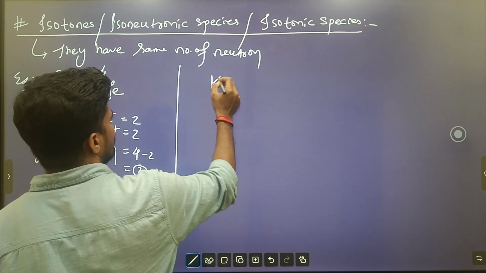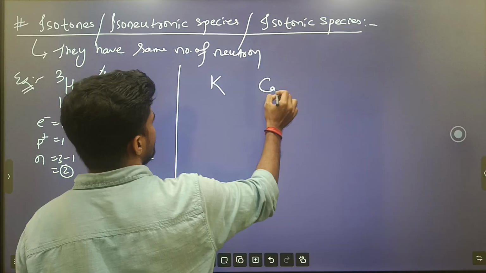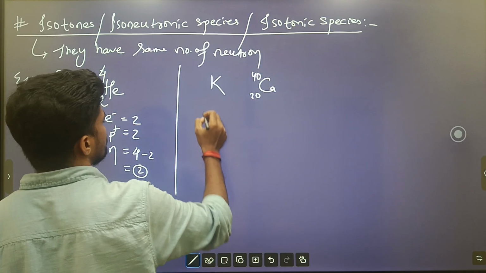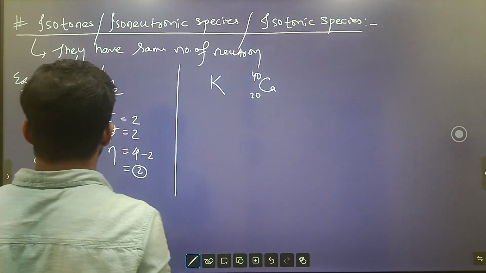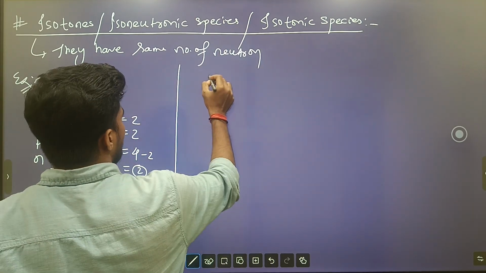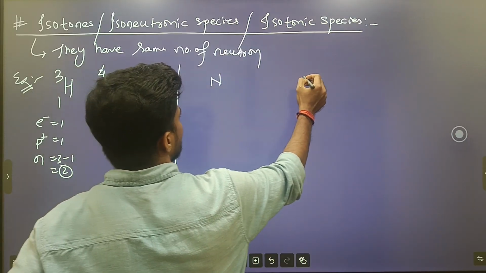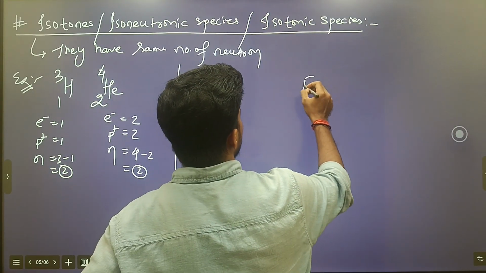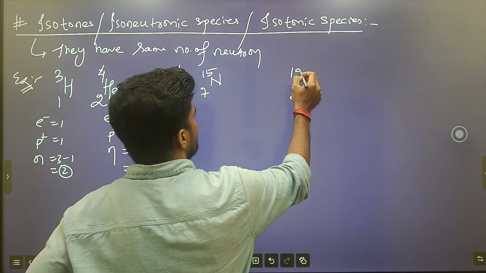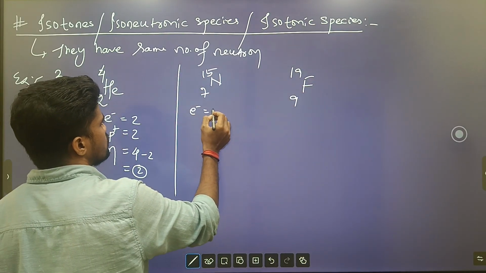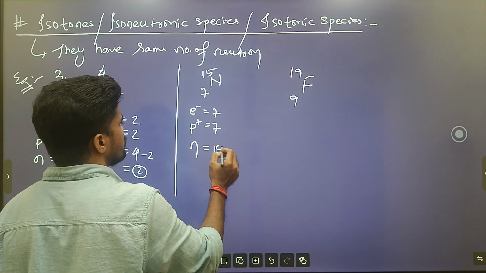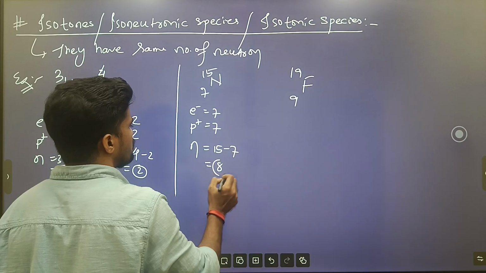One more example, potassium and calcium. Or we can take a simple example, nitrogen and fluorine. So nitrogen 7, 15, and fluorine 9, 19. Okay, so in this case electrons are 7, protons will be 7, so neutrons come out to 15 minus 7 equal to 8.